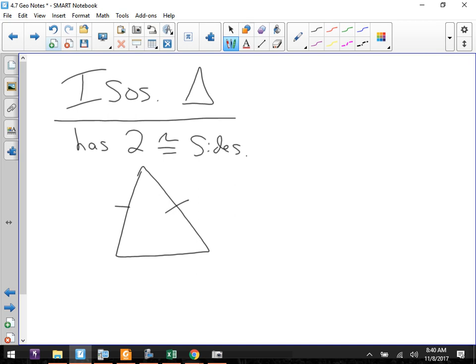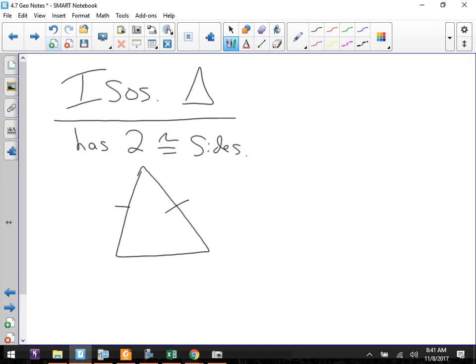Now, you guys are all saying, oh, they have to have acute, obtuse angles and blah, blah, blah. You could have an isosceles right triangle. You can have an isosceles triangle that has acute angles. You can have an isosceles triangle that has one obtuse angle. That does not matter at all. What happens here is that you've got these two sides that are congruent.